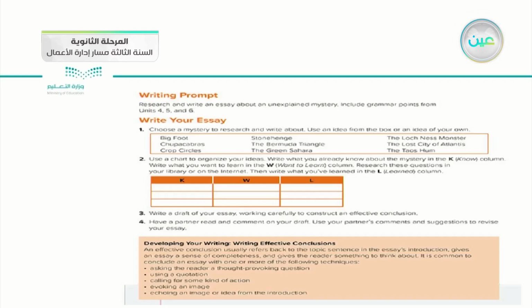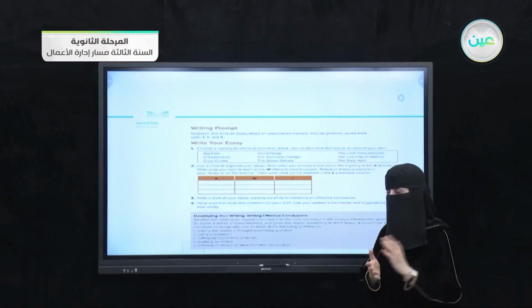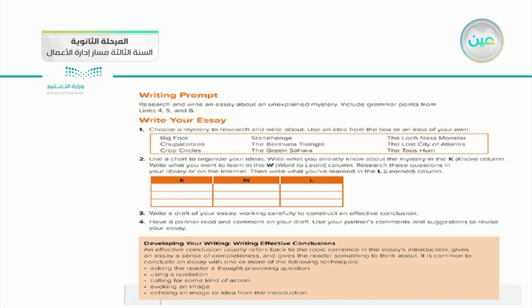Number one, asking the reader a provoking question, which means giving them a direct question. Ask a good question about the first part, the second part, the body of it: what do you think, your opinion as a reader, and so on. Number two, using a quotation, which means that when you find a speech from any science or any research, you should put the exact words inside quotation marks, as we discussed before.